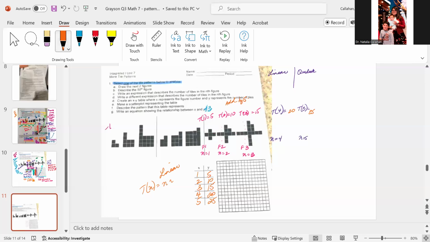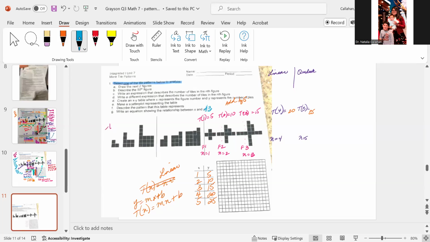Because remember, linear equation: y equals mx plus b. Do you remember that? That's a linear equation. But we're using T of n, right? Because we're using a different letter. So m doesn't change, but x becomes n: mn plus b, like that. You see that? So then n, depending on what figure it is, you could just put it in here.